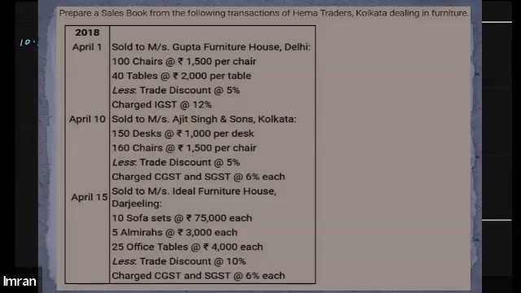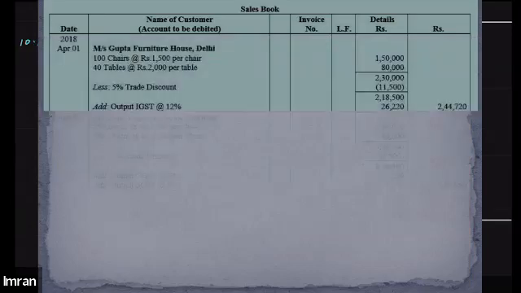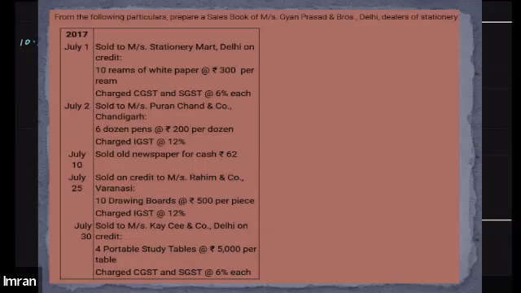All right, so if it is clear, then you can do the last transaction as well. You can record this on your own. So I'm skipping this one. I'm giving this as homework. All right, guys. So this is it for today's session. I'm giving you one question for homework as well, based on the sales book. Kindly take the screenshot of this question. In this question, you need to prepare the sales book. Take the screenshot. Let me know whenever you are done.